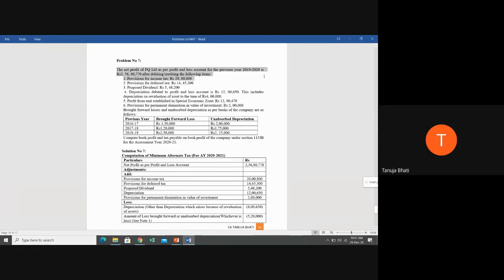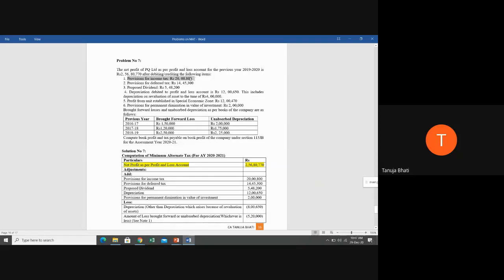The net profit of PQ Limited as per the profit and loss account for the previous year 19-20 is 2 crore 56 lakh 80,770. So what am I going to do with this net profit, students? I'm going to start my answer with this net profit. See here, net profit as per the P&L account is 2 crore 56 lakh 80,770. To that, I'm going to do certain adjustments, means I'm going to add some items and minus some items. So shall we start, students? This answer is going to be given by you all.